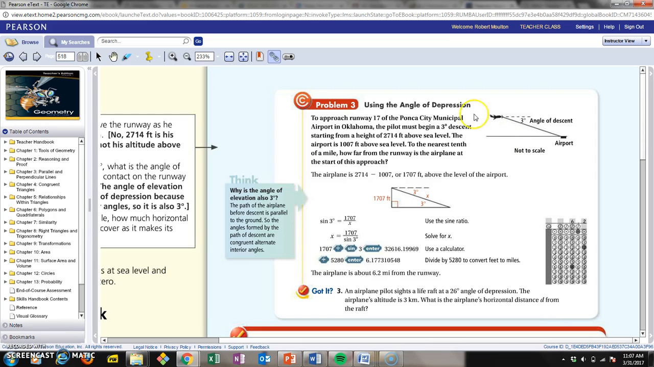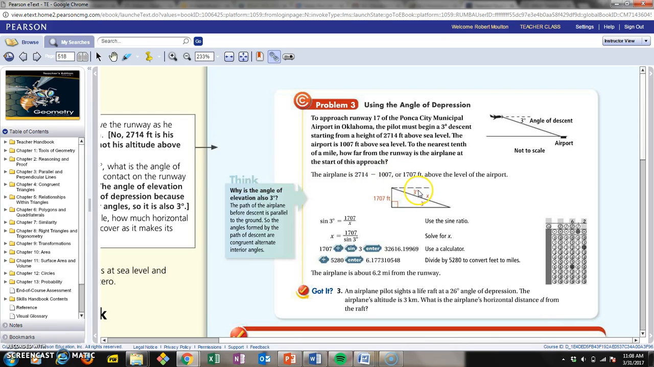Problem 3, using the angle of depression. So here we have an airplane, very realistic. It has to measure out its angle of depression to the airport. It's going to descend at a 3-degree angle, starting at 2,714 feet above sea level. Now here's the thing though, the airport is 1,007 feet above sea level. So what's the distance here? Well, 2,714 minus 1,007, you'll get 1,707 feet. And you can see that's what they do right in here.